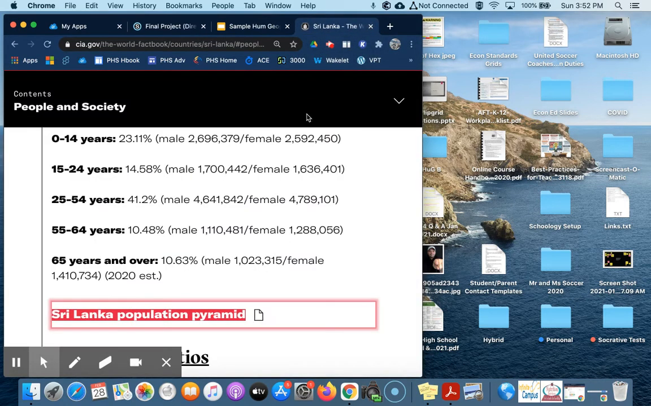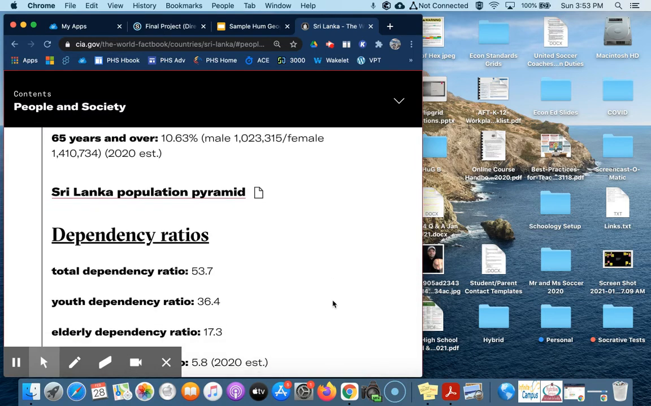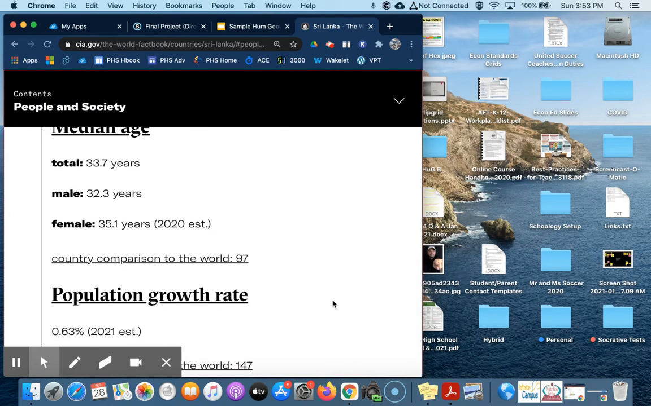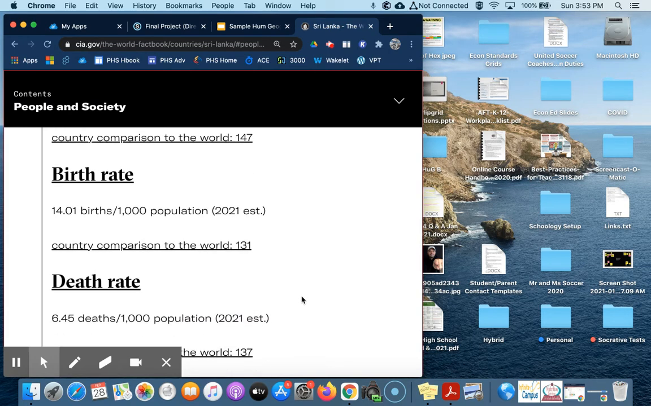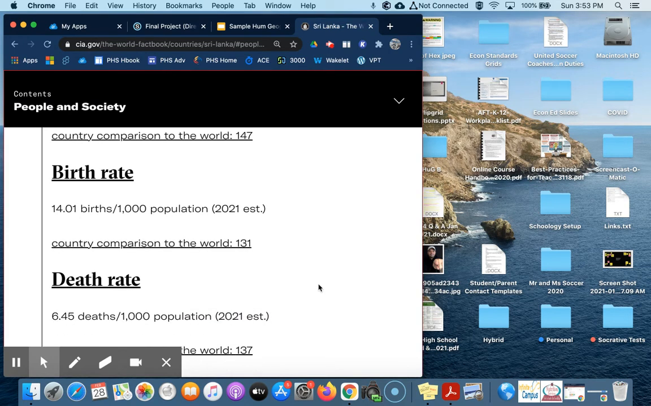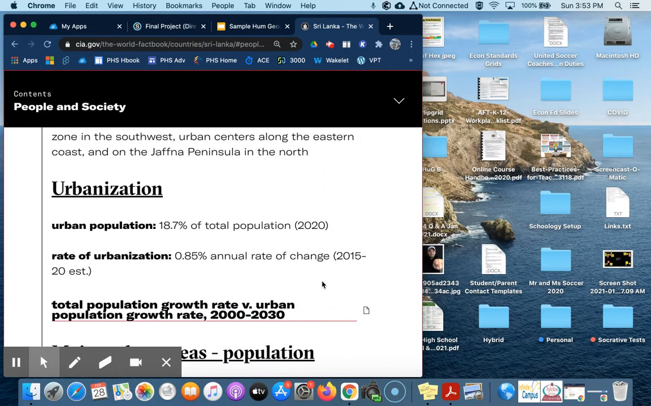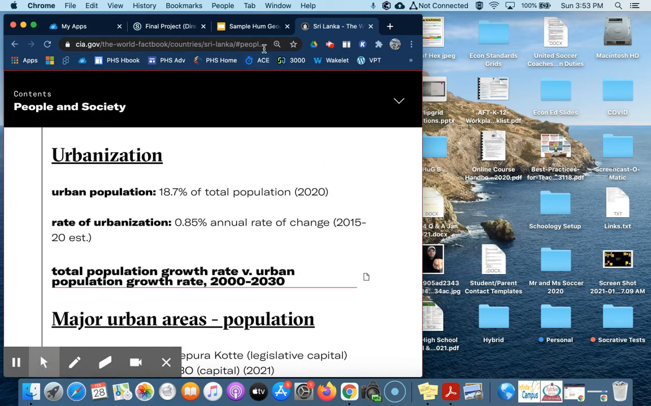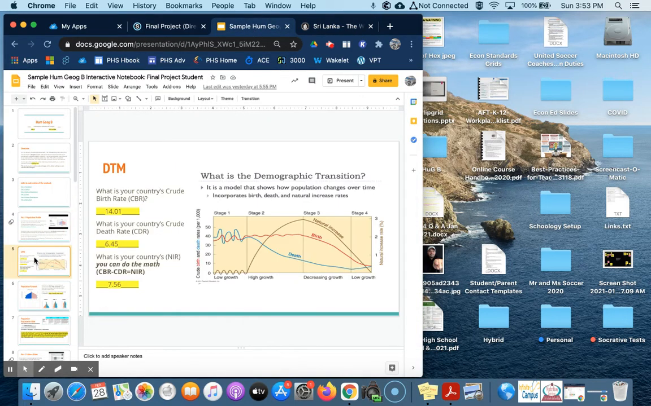I found that tricky the first time I saw how this web page had been redone. And then later on, as you scroll down, you're going to need to look for the birth rate of your country. And that appears a little later on after the population pyramid. You'll need to find the death rate. And then we'll also ask you to look up one other population detail with that.